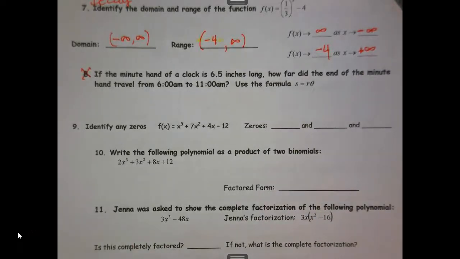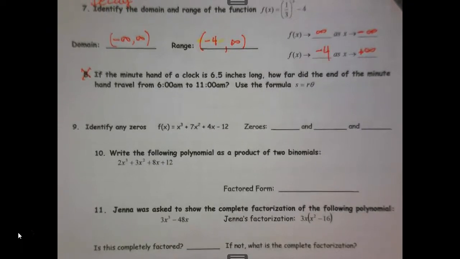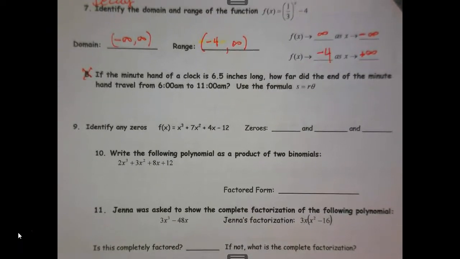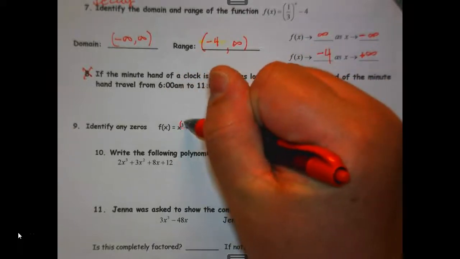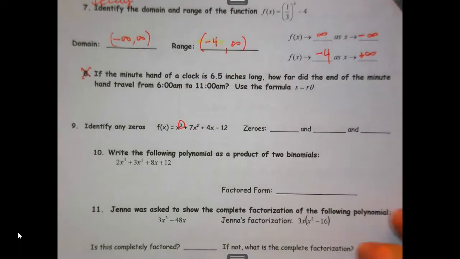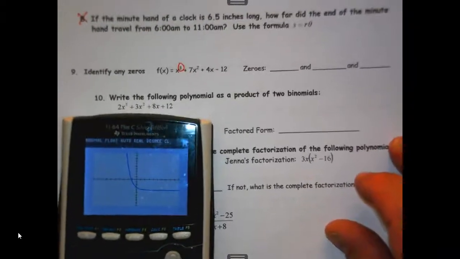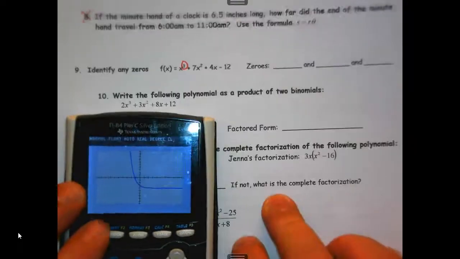All right, number 9. It's not that hard to figure out, but for some reason, I guess it is with you guys. How many zeros do I have in x cubed plus 7x squared plus 4x minus 12? 3. I have 3 zeros. Do you know what they are? Well, we could easily find out by putting it in our calculators.